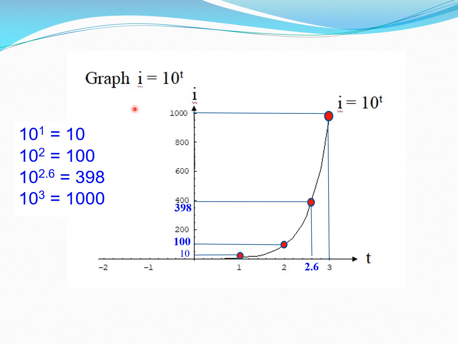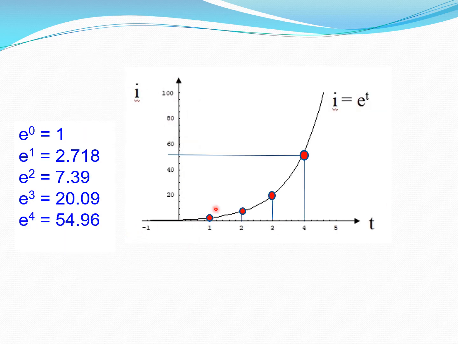In a similar way, I equals e to the power of t is an exponentially increasing graph. Here it is, not as sharp as 10 to the power of t, but nevertheless exponentially increasing, as you see there. E to the power of 0 is equal to 1. E to the power of 1 is 2.718. E to the power of 2 is 7.39. E to the power of 3 is 20.089.